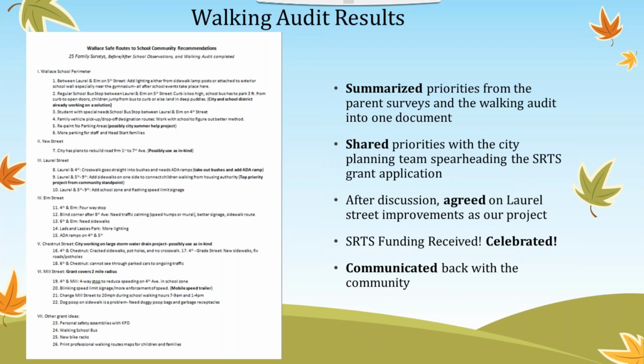but basically we just highlighted the community's priorities that we found based on all of those tools, and we took this document to the planning team and shared this input with the city who was spearheading our application. And there were a couple projects or a couple corridors that emerged pretty easily as the highest priorities from the community. And so after our discussion with the city, we all agreed to put improvements to the Laurel Street corridor as our proposed project for Safe Routes to School.